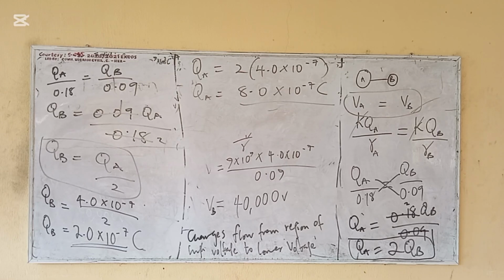Dynamics. Now compare the equation for A and for B. They will not be the same. If you use this your equation, which is QA equals 2QB, QA is 8.0 times 10 to the power minus 7, which is equal to 2 times QB, which is 2.0 times 10 to the minus 7. It will not be equivalent to each other. They are not balanced. They are not tending to balance.